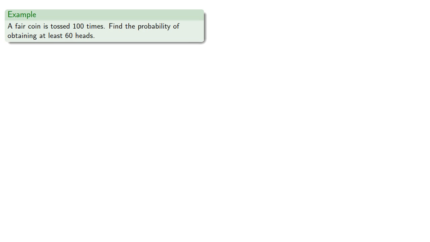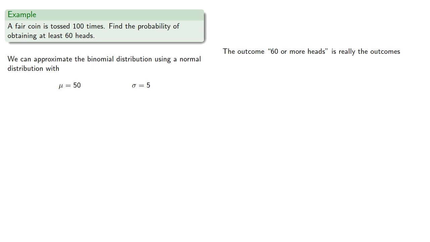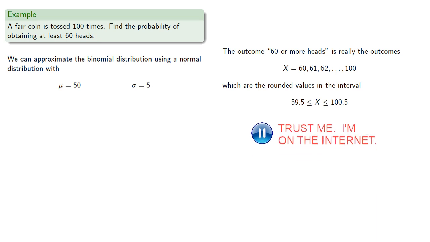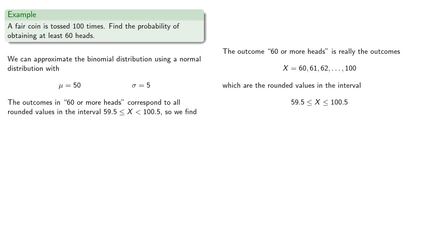So now let's go back to our first problem. If our coin is tossed 100 times, let's find the probability of obtaining at least 60 heads. So again, we can approximate the binomial distribution using a normal distribution with mean and standard deviation. Now, the outcome 60 or more heads is really the outcomes 60, 61, 62, and so on up to 100. And we can think about these as the rounded values in the interval. And so the outcomes that we want correspond to all rounded values in the interval. And so we can find the probability we're in that interval.